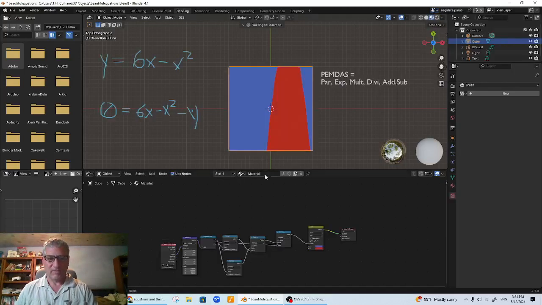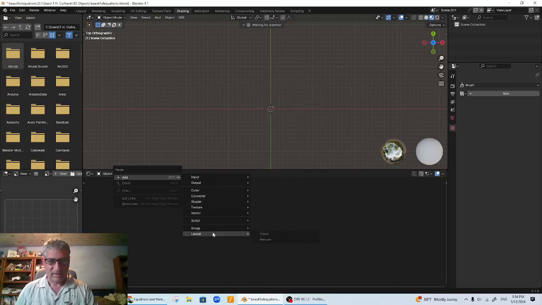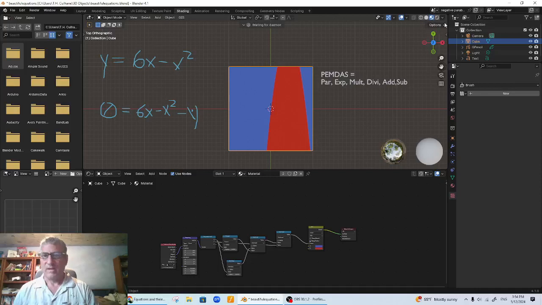In here I have a slot with a material, and in here I have no slot. Add a, is there anything I can add? Layout, frame, script, vector, texture, shader. It's not letting me add anything. How bizarre. I never thought that would happen. So let's delete that scene. Now how am I going to make a new scene?